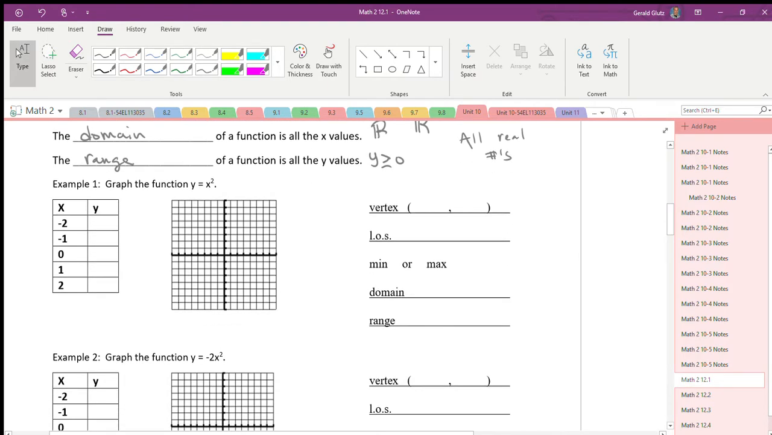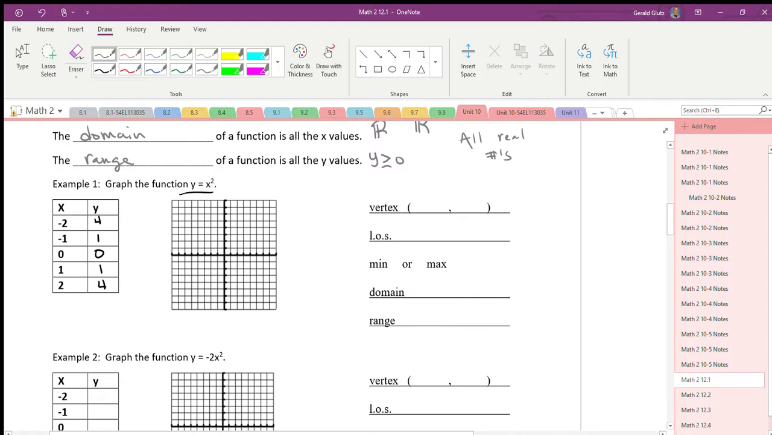All right, so moving on to example 1. The first thing we're going to do before we graph this is fill in our table. y equals x squared is our equation. If x is negative 2, squared is 4, because negative 2 times negative 2 is a positive 4. Negative 1 squared would be 1. 0 squared, 0 times 0, is 0. 1 squared, 1 times 1, is 1. 2 squared, 2 times 2, is 4.